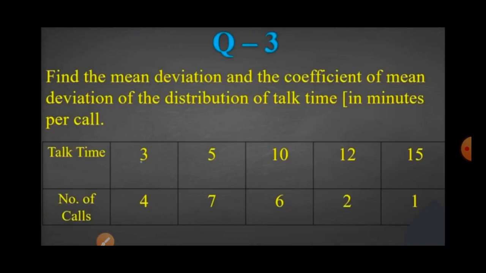Now sum number 3. Find the mean deviation and the coefficient of mean deviation of the distribution of talk time in minutes per call. If talk time is 3, the number of calls is here 4. Talk time 5, number of calls 7. So here observation is given, then frequency is given.